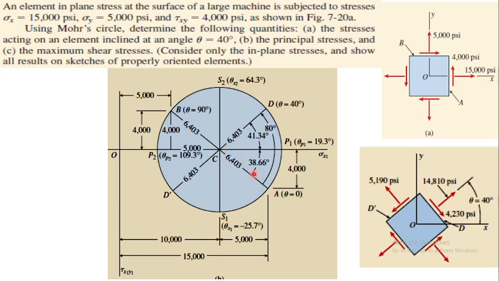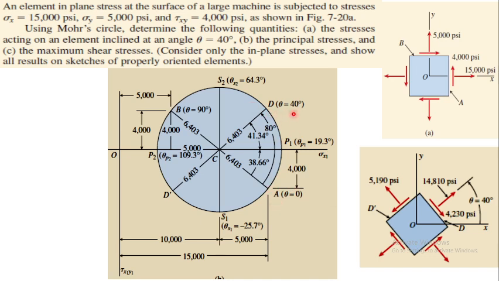Now what you can do is, your element is rotated by an angle of 40 degrees. So you put your protractor over here, and since it says 40, on the Mohr stress circle, the angle you'll put is 80 degrees, double the angle. So remember, it will be double the angle. At this point A, it was theta equals 0.